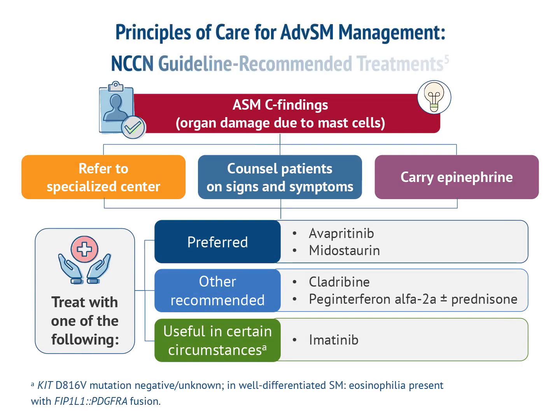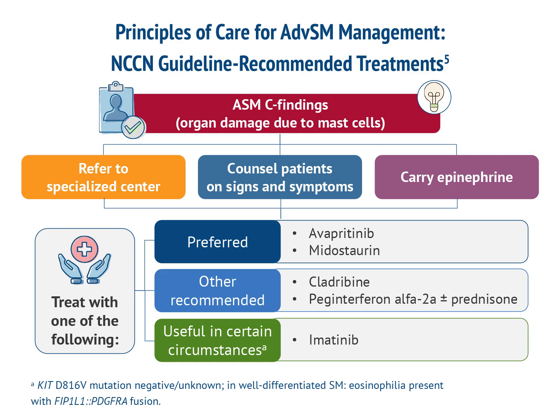In this session, I will review guideline recommendations for advanced systemic mastocytosis. It's important to really look for those C findings, the organ damage. And then this is such a rare disease that it's always advisable to consult with an SM expert or a center with expertise in mast cell disorders. Everybody needs to have an EpiPen. Patients need to know the triggers for their symptoms, even if symptoms are less pronounced in advanced disease.